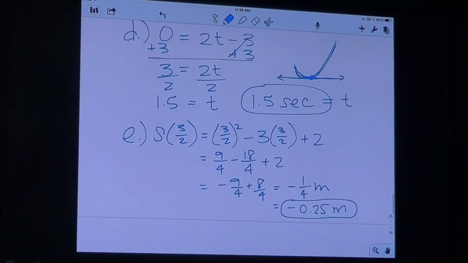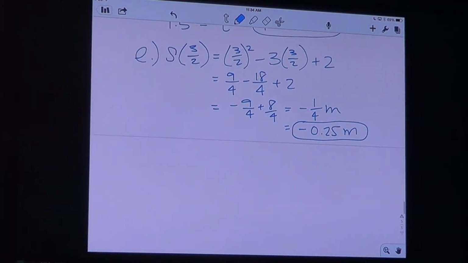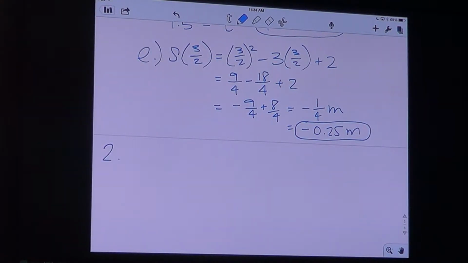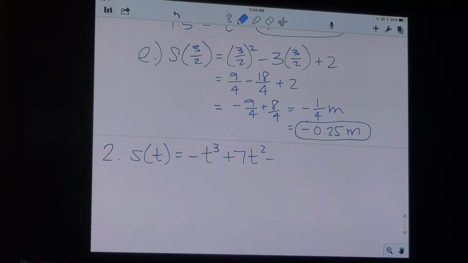Alright, so let's go ahead and do number 2 together, and then you guys can do the others. So, the same thing, a particle is moving along the line so that its position is given by the function s of t. Can you guys see my thing? Yes? Okay. s of t equals negative t cubed plus 7t squared minus 14t plus 8, where s is measured in meters and t is measured in seconds. So the first question they ask now is the instantaneous velocity at time t.